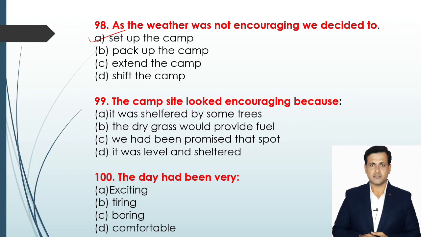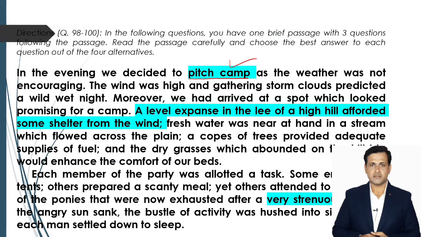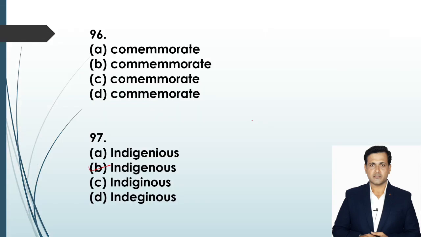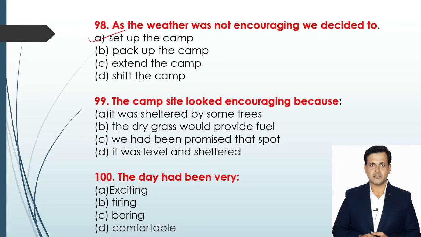"The campsite looked encouraging because..." A level expanse means level land. Expanse is used just for landscape. That is, in the lee of a high hill, it afforded some shelter from the wind. Shelter. And so the campsite looked encouraging because it was sheltered by trees.